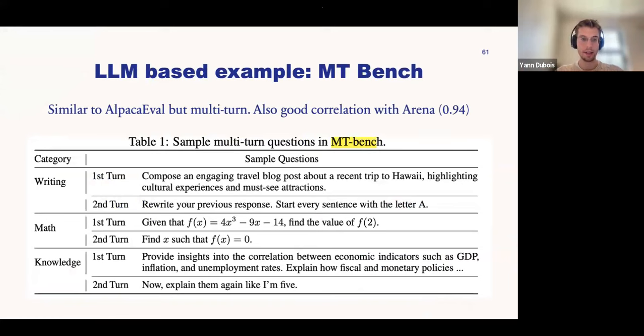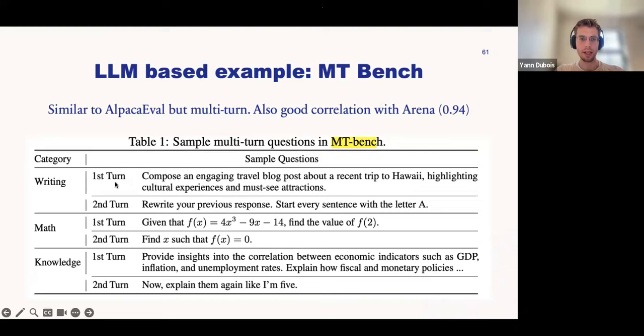Another probably just as common benchmark that is based on LM judges is called MT-Bench. MT is for multi-turn. So it's basically similar to AlpacaEval, but it's multi-turn. AlpacaEval is single turn, which means that you ask one question to the model, and then after the answer, it stops. It also has good correlation, as we saw before. It has around 0.94 correlation with Chat-Arena, so slightly less than AlpacaEval, but very high.